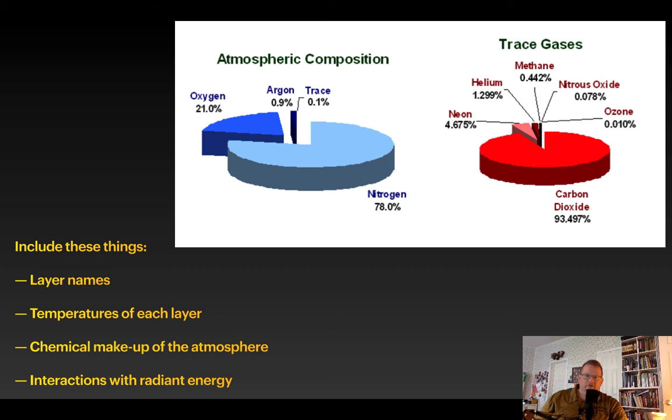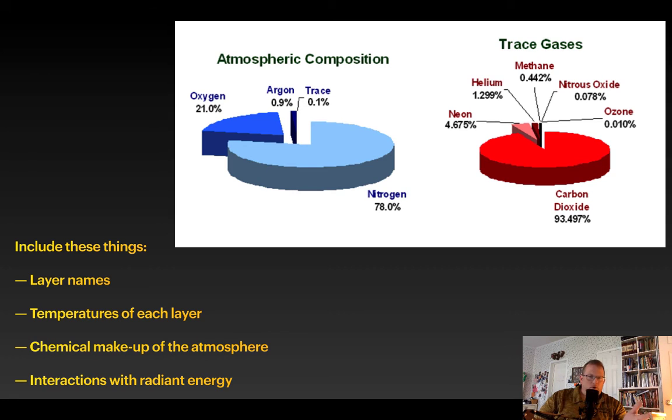Nitrogen. 78% of our atmosphere is nitrogen. Your body can't process nitrogen. So when you breathe in that 78% nitrogen, you just breathe it back out. It doesn't stay in your system. 21% of the atmosphere is oxygen. That's what we breathe in, and then we breathe out carbon dioxide.